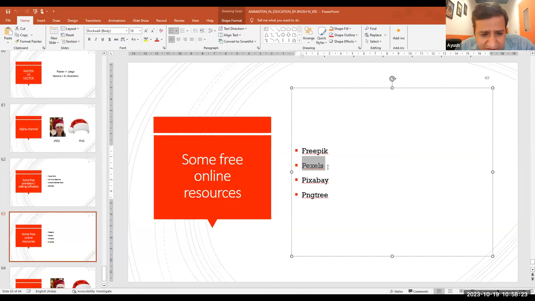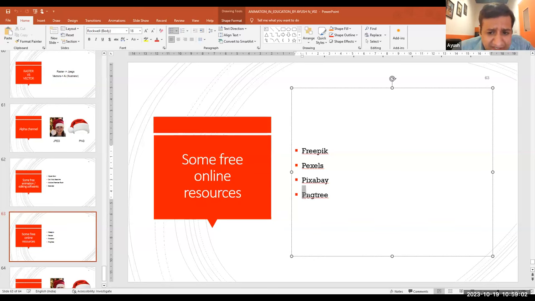Pexels has got a lot of photographs. They are all open source, or rather, they are under Creative Commons. It's a type of license where the creator is allowing you to use that resource, but only if you give credit, legally speaking, to that creator. So whatever you create, you need to add a line saying that this picture has been downloaded from Pexels, and so and so has taken this photograph. That is all that they want.